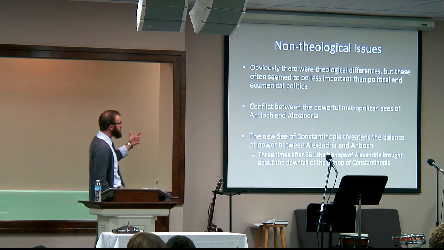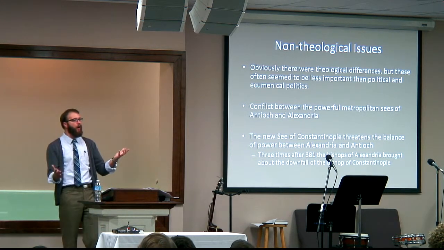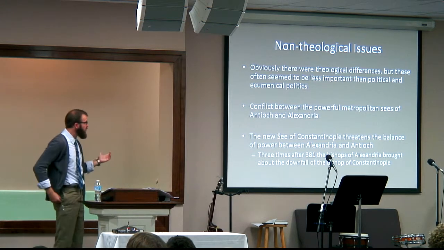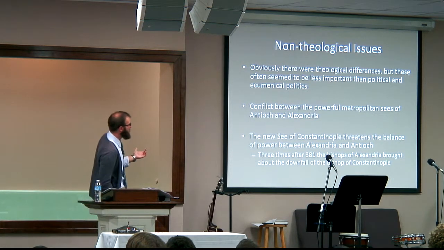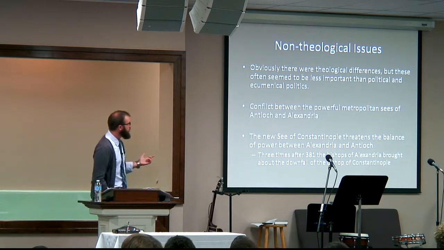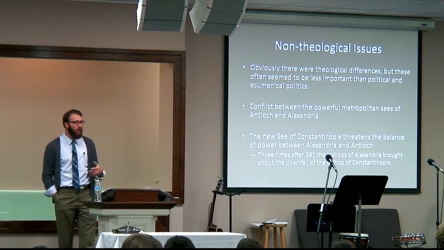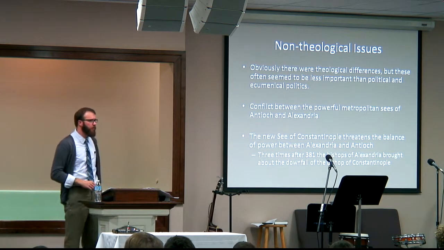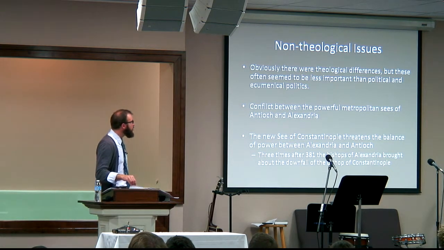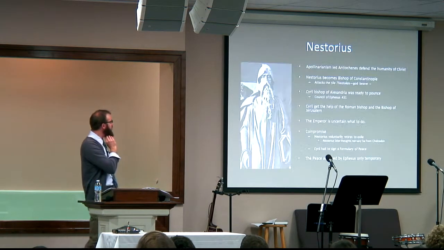And you have this new see of Constantinople that develops, and this is going to threaten really the balance of power between Alexandria and Antioch, and they're going to seek to try and control it. One of the things that goes on is three times after 381, the bishops of Alexandria brought about the downfall of the bishop of Constantinople. They had him deposed through political underworkings behind the scenes, had him kicked out. So they're very, very politically crafty. All right, next slide. So these are kind of the non-theological issues.